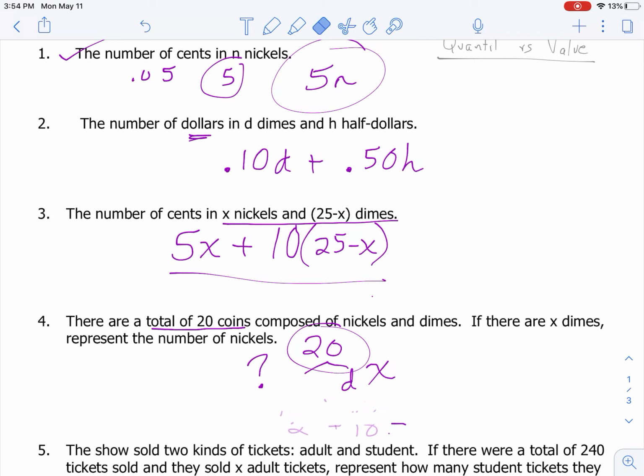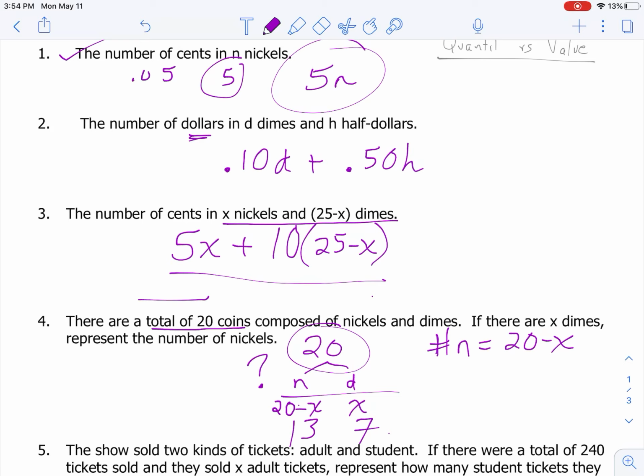So I have 20 nickels and dimes, and I'm telling you I have X dimes. So how many nickels do I have? Well, what if I told you I had 7 dimes? You would say, oh, you have 13 nickels. And so ask yourself, how did you figure out that 13? You took 20 and you subtracted 7. So when I have X dimes, I'll take 20 and subtract X, and that'll give me N. So the number of nickels, the quantity of nickels, is going to be 20 minus X.